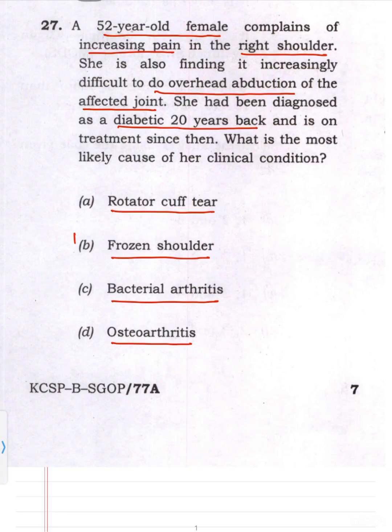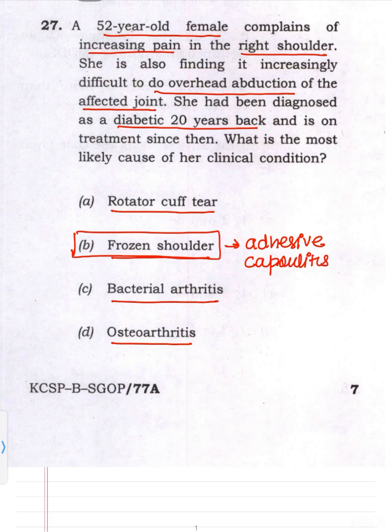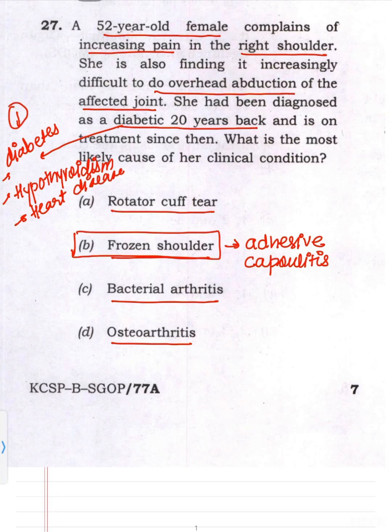So the answer will be frozen shoulder. Frozen shoulder will be the correct answer, which is also known as adhesive capsulitis. So why is this the correct answer? Because the first thing is that it is strongly associated with diabetes. It is also associated with hypothyroidism and heart disease. So this is the first clue, that she is having diabetes.